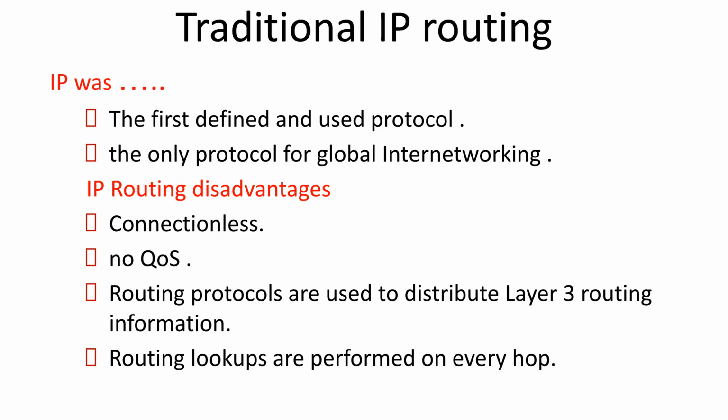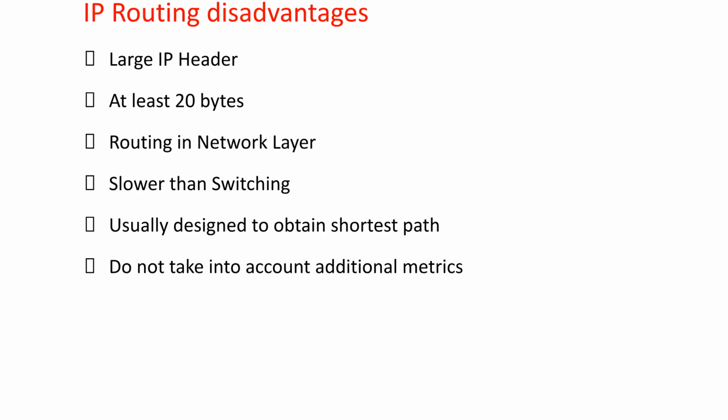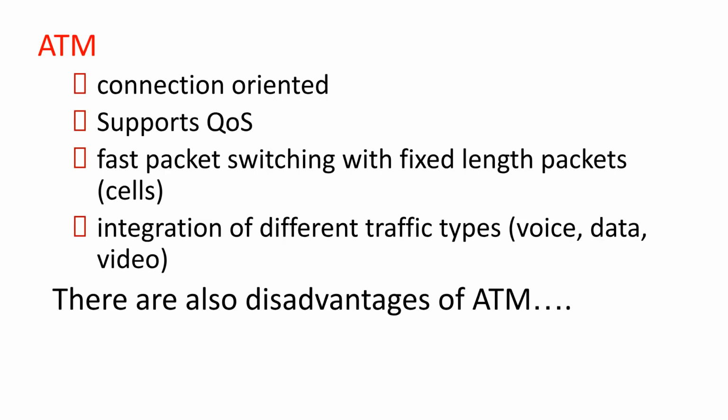Traditional IP routing, as the first defined protocol for global internetworking, has several disadvantages. It is connectionless and lacks quality of service, or QoS. Routing protocols distribute Layer 3 information, and lookups must be performed at every hop. Further disadvantages of IP routing include a large IP header, at least 20 bytes, and routing occurring in the network layer, which is slower than switching. It is usually designed to find the shortest path, not taking additional metrics into account.